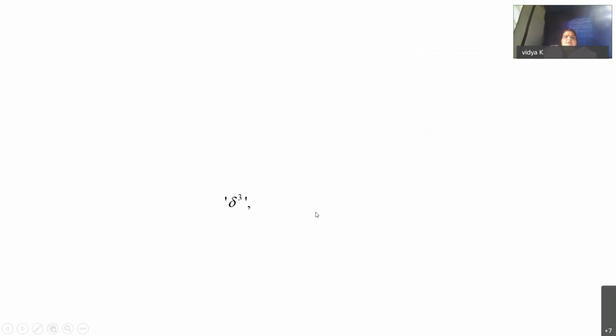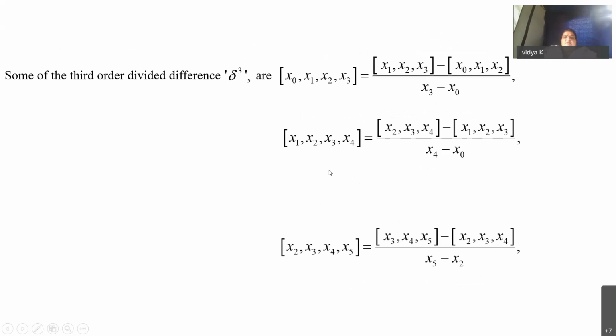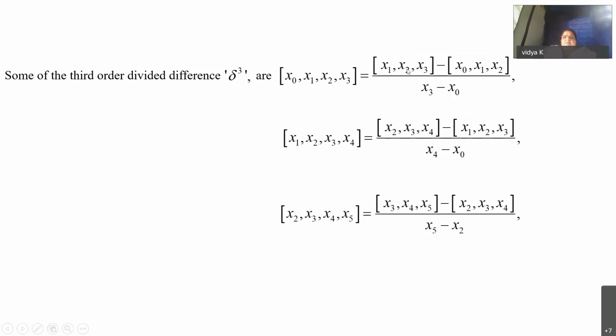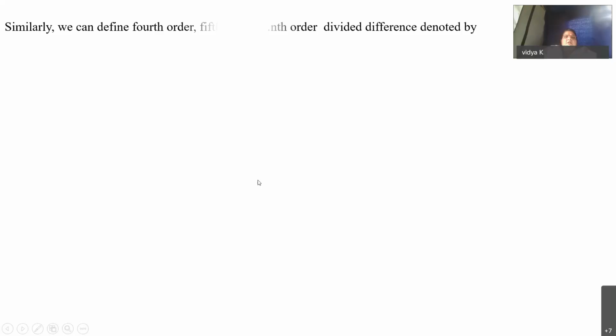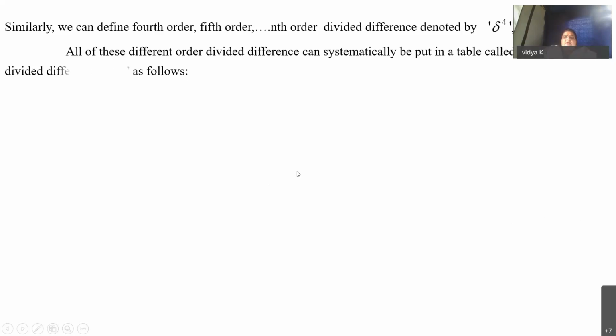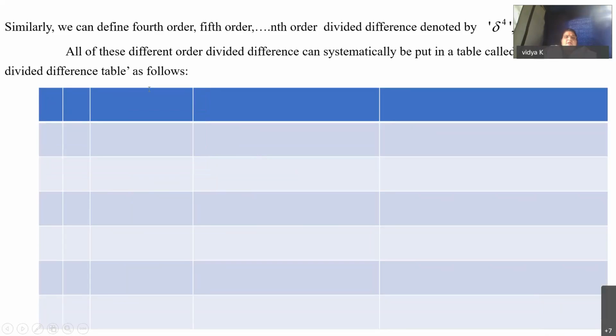Similarly, you can define the third order, which has four arguments: the second order difference among these three minus the second order difference among these three arguments, divided by, now skipping two values in between, x3 minus x0. Like that I can define the third order. Similarly you can define fourth order, fifth order, etc., nth order. Now these also can be written in terms of a diagonal difference table.